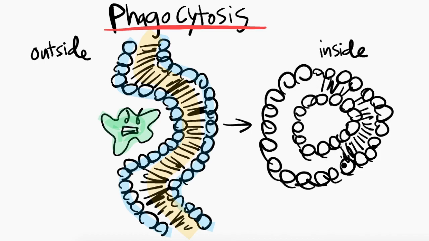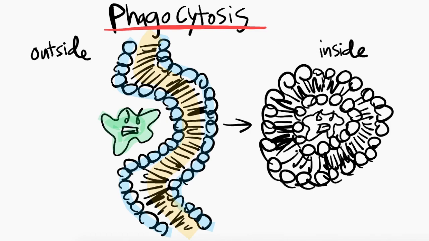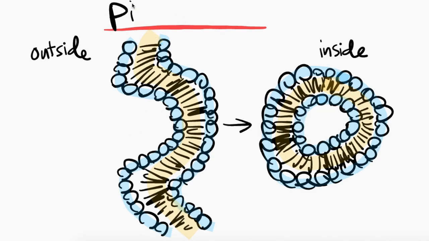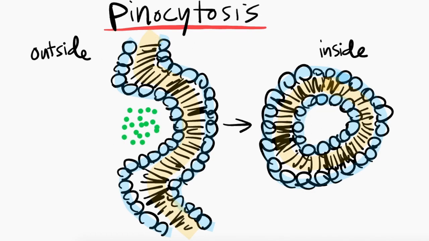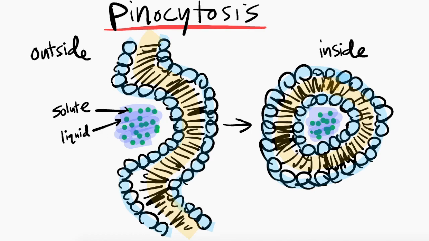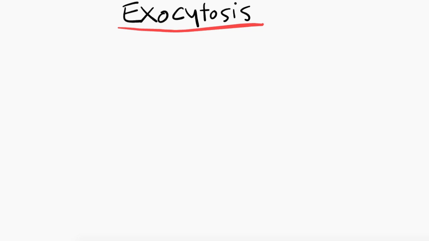That pouch pinches off to form what we call an endocytic vesicle, which will travel to its destination inside the cell. White blood cells are famous for this. They take up disease-causing pathogens in this exact same method we call phagocytosis. Phago meaning to eat. Another term, pinocytosis, pino meaning to drink, is when the same thing happens but the cell takes in fluid molecules. One other term you should know is exocytosis.